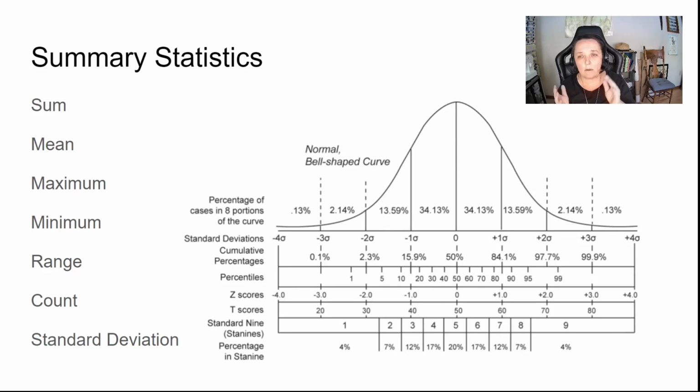So the count of something, and also what's called the standard deviation. Does your data follow a normal bell curve? Is it normally distributed? What are the standard deviations for it? Explore how your data is distributed.